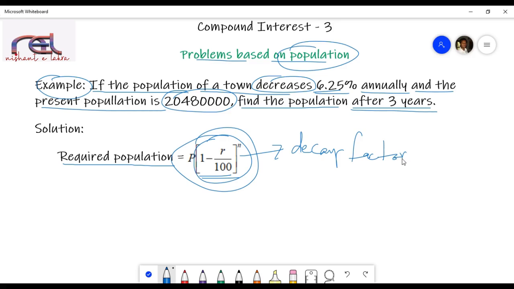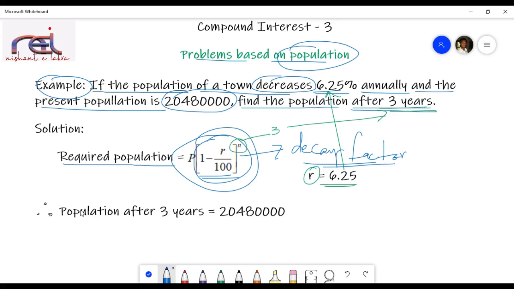And how much is the rate of decrease? 6.25. Some represent this as D. I have just written it as R. And N, that is years. So N is equal to 3 years. Therefore, population after 3 years is how much?